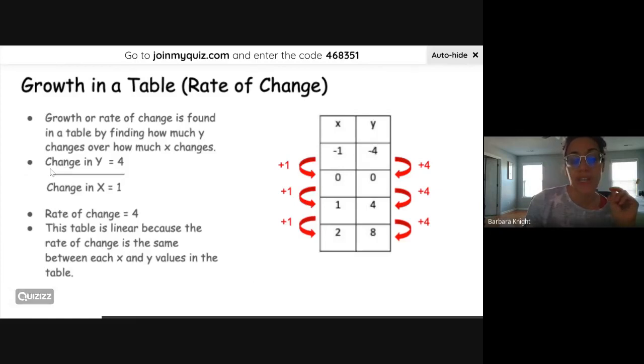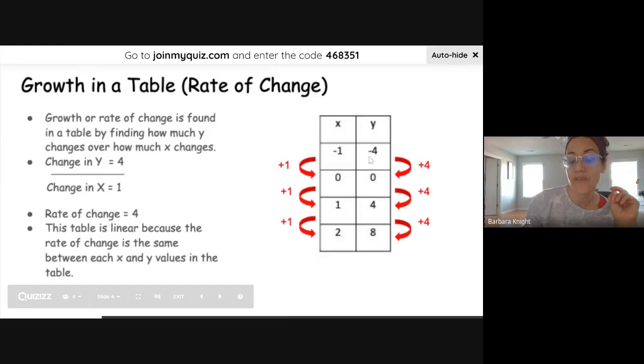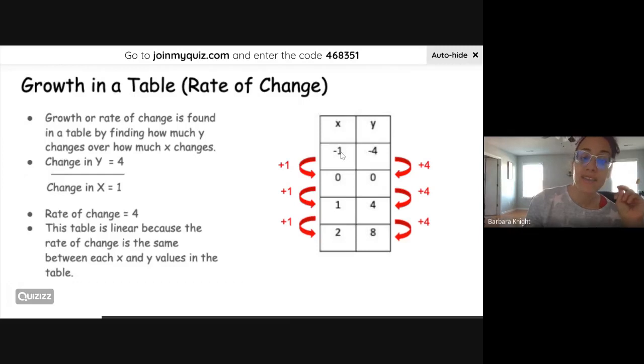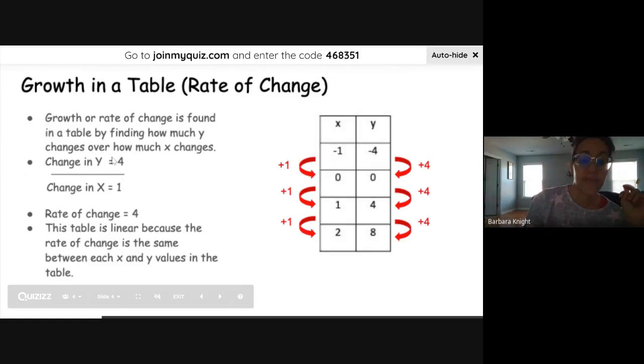You can also think about it like with each step, like from -4 to 0, what happened to Y? Well, if it went from -4 to 0, we added 4, right? That's the change in Y. And then for X, the change in X was when we went from -1 to 0, we added 1. So we have 4 over 1, right?